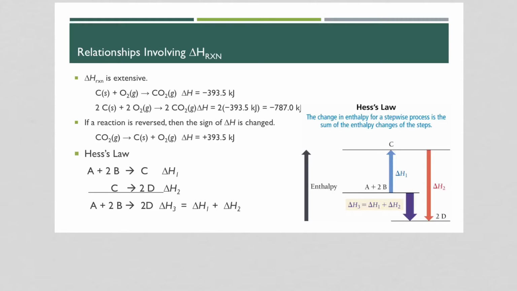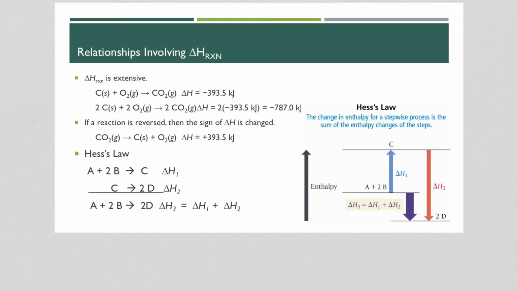And the idea is that they're extensive, right? So they change with the amounts. So if I do anything to alter the equation, it's going to change the value. So I said if I took carbon plus O2 goes to 1 mole of CO2, right? This is just the enthalpy of formation of CO2, and it had a value of negative 393.5 kilojoules.